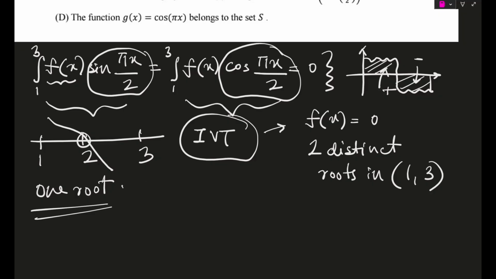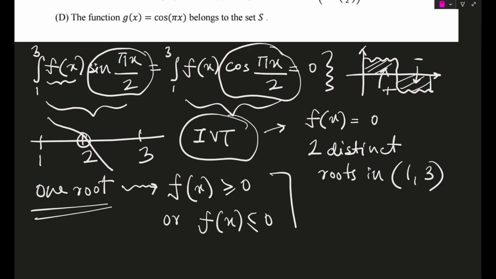Somebody says that, then how should you contradict? Basically, if there is one root for this particular function f of x, then that would mean that f of x would either be greater than or equal to 0 or f of x would be less than or equal to 0. But this sign won't change. Only one of these would happen and this sign would remain constant throughout the interval. And if that happens, that means that it will never change sign, and obviously sine pi x by 2 and cos pi x by 2 will also change sign only once in this interval, right? Basically that would mean that it's a contradiction, because then the area would not be 0.